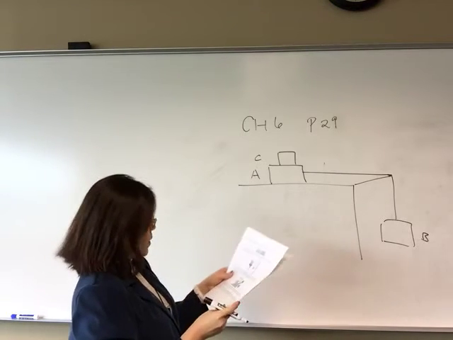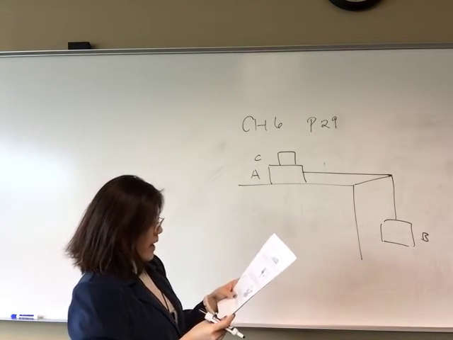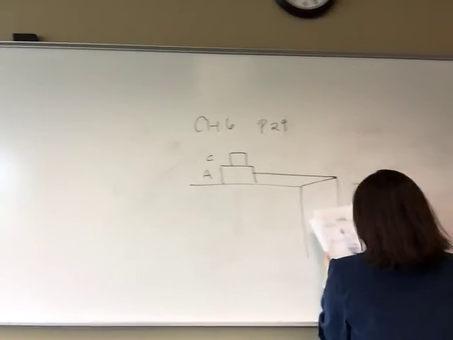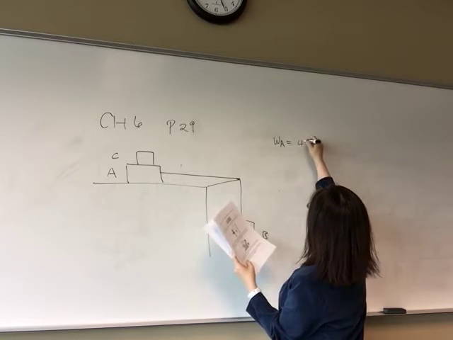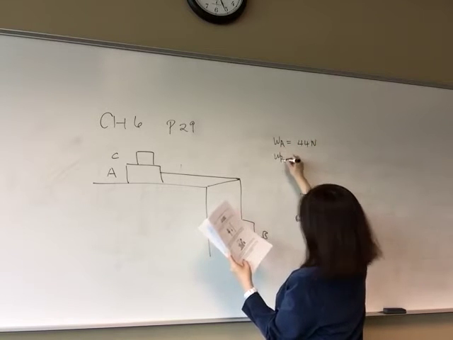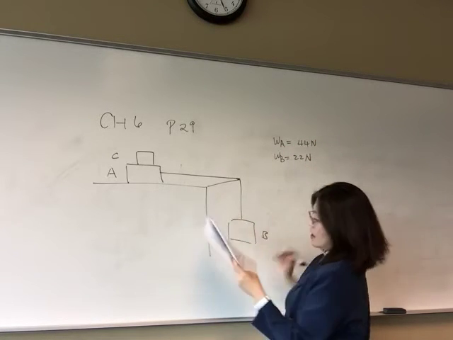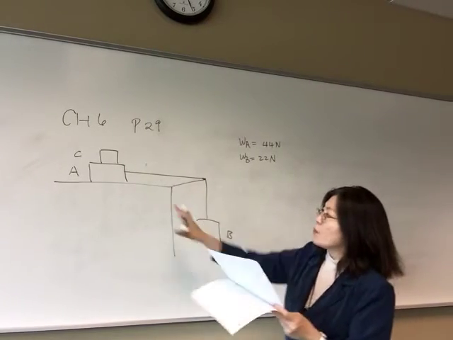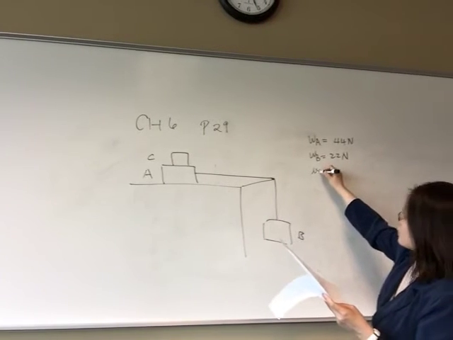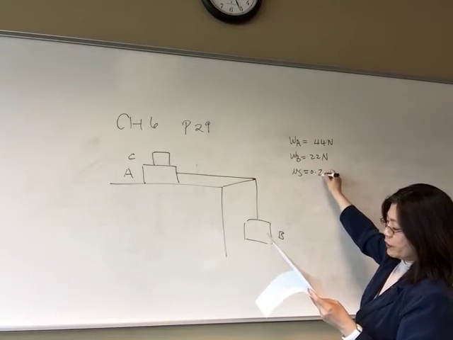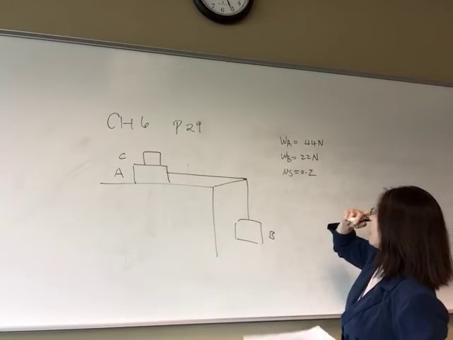So in this diagram, block A and B have weights that are given. Block A has weight 44 Newton, and block B has weight 22 Newton. And determine the minimum weight of block C to keep A from sliding if the coefficient of friction is equal to 0.2. All right, so let's do part A first.